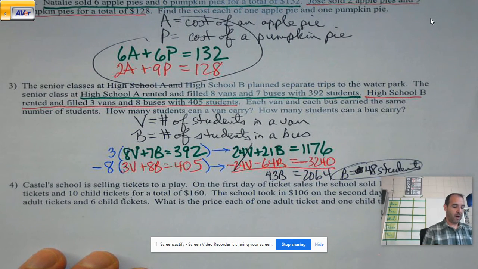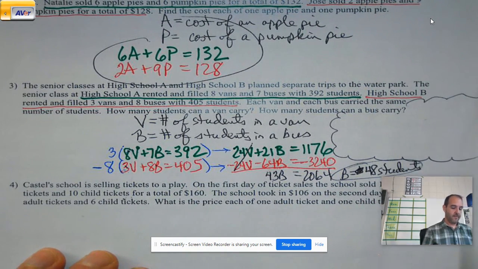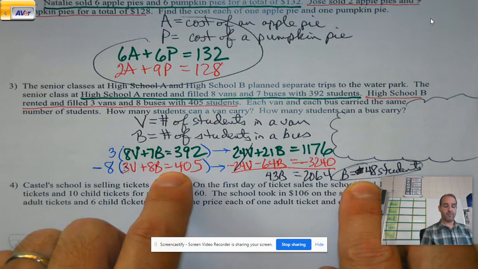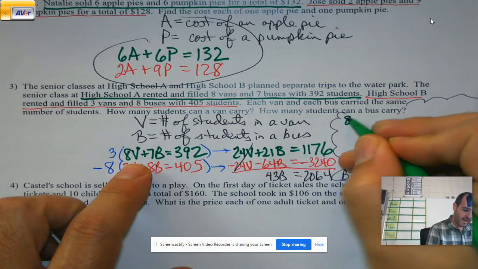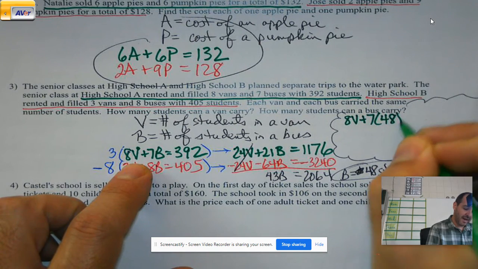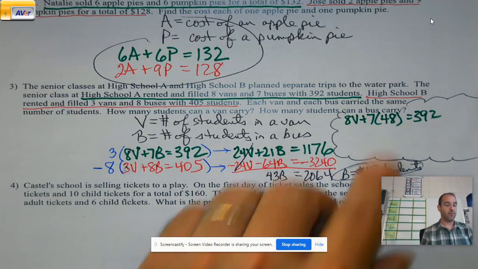And now I got one part left. And that one part, let me kind of put it here in a little bubble, would be to take that number and plug it back into either one of my original expressions. It doesn't matter which one. So I'll just do the top one. So 8V plus 7. I know what B is now. It's 48 right there.